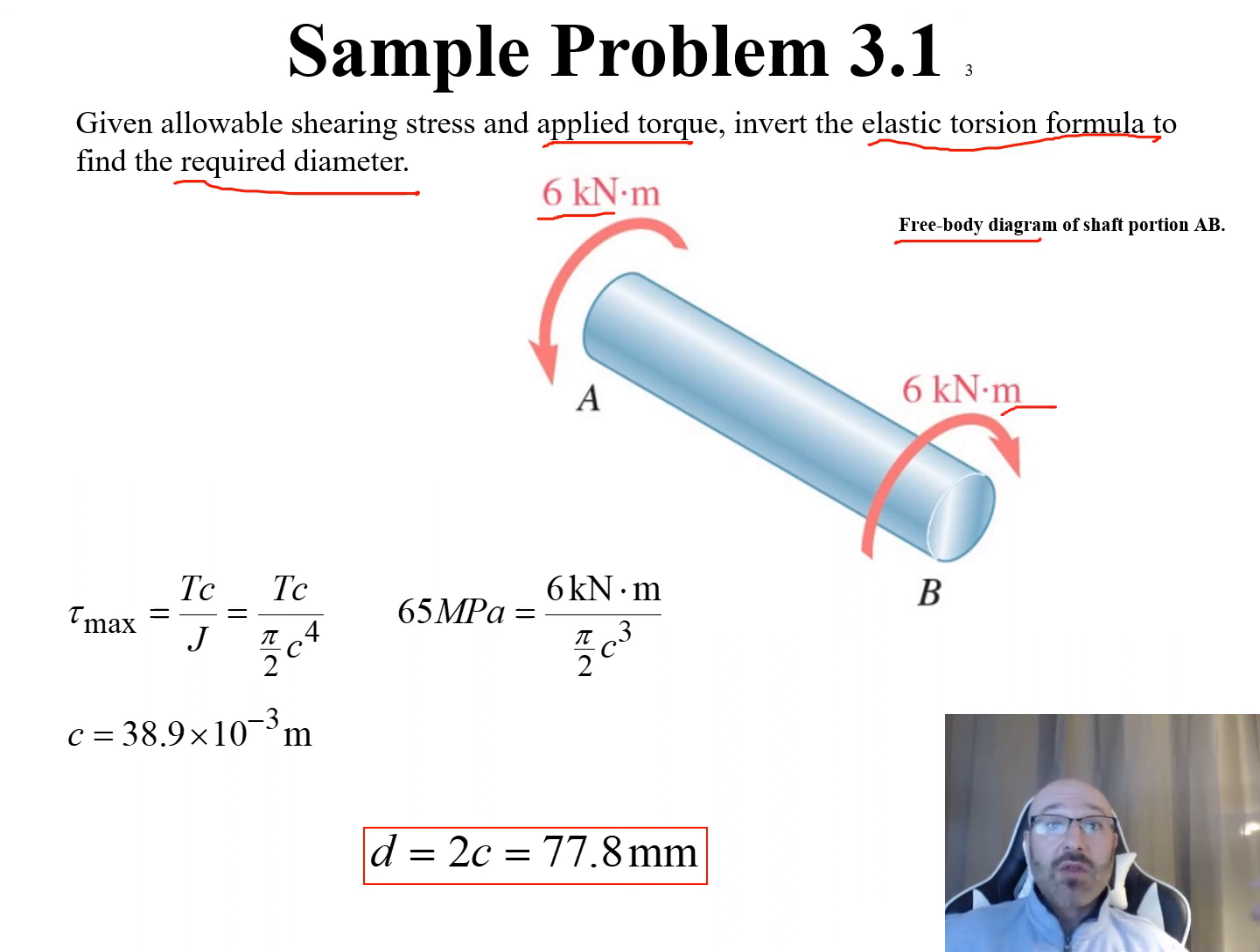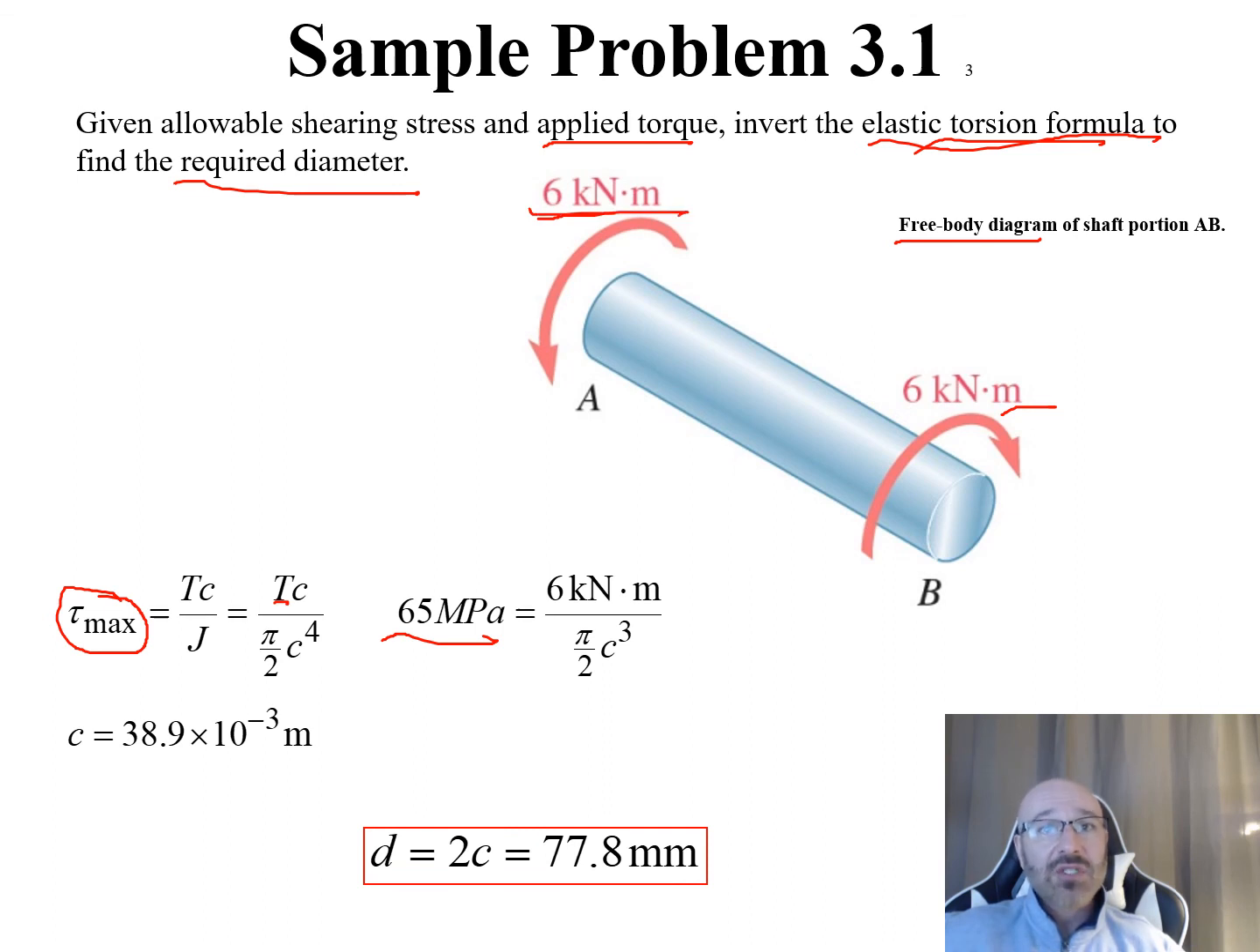So I go to the general equation for my elastic torsion formula. I see that my tau max in general form is equal to Tc over J, where J for this shaft is pi over 2 times c to the 4th. Now, I know that my tau max was given to me, and I need to back out a diameter from this. So 65 megapascals is equal to T times c, where T is given to me as my 6 kilonewton meter load.